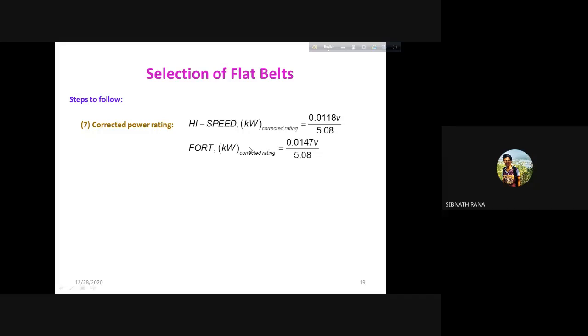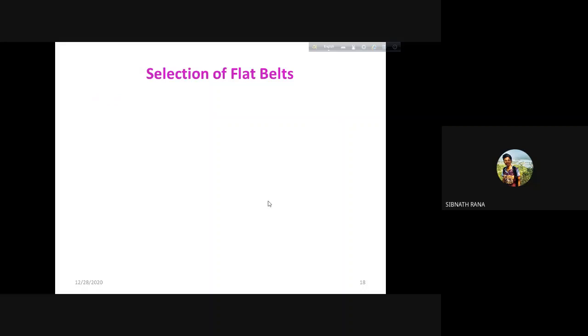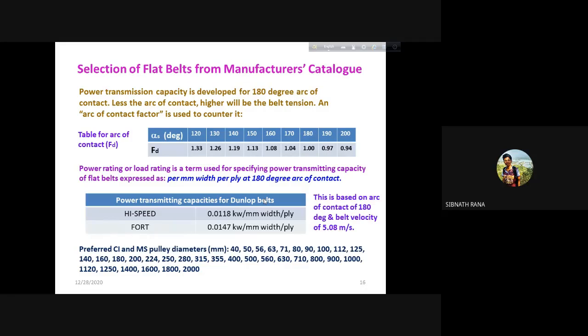Okay, sir. In the last slide, I saw that the lesser the arc of contact, the higher the tension. Could you please explain this point again? Here, sir. The less the arc of contact, the higher will be the belt tension. P1 by P2 is equal to e to the power mu alpha. Alpha is the angle of contact.